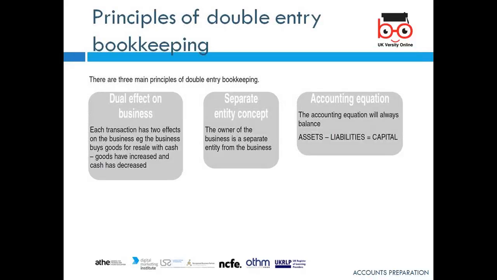Dual effect: everything we have in accounts, double entry bookkeeping, has a dual effect. Dual effect, a debit and a credit, which we'll go through on the next slide. So the accounting equation is assets plus liabilities equal to capital. So assets are equal to liabilities plus capital. Net assets are equal to capital, which normally we call the accounting equation. Any question?